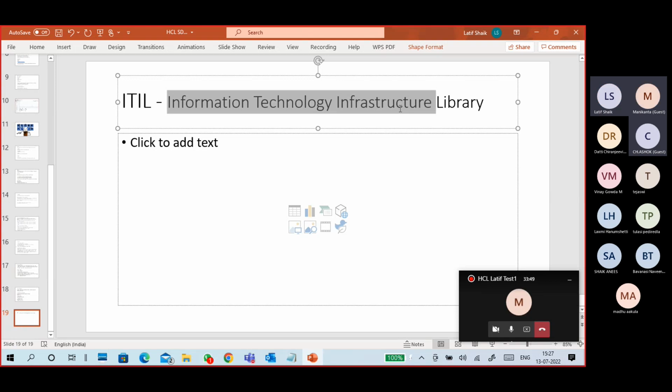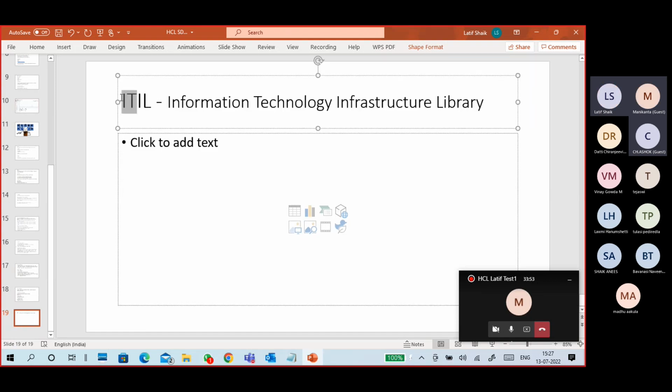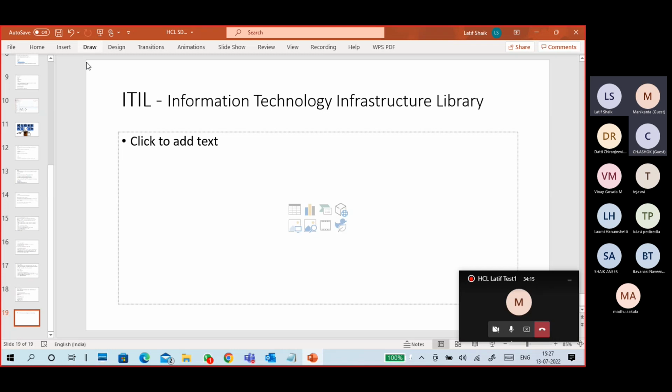Information Technology Infrastructure Library. IT means information technology, IL means infrastructure library. So what is this ITIL? What is the use of this ITIL? Guys, before going to the points, I will tell a small story, about the use of this kind of stuff.